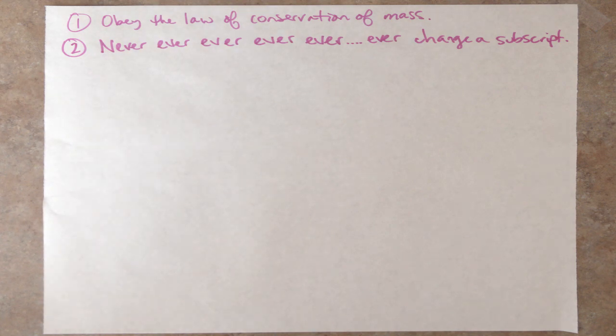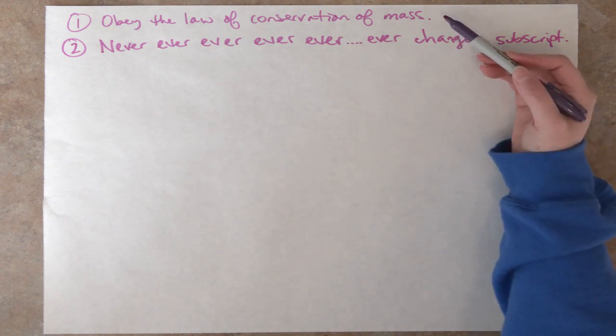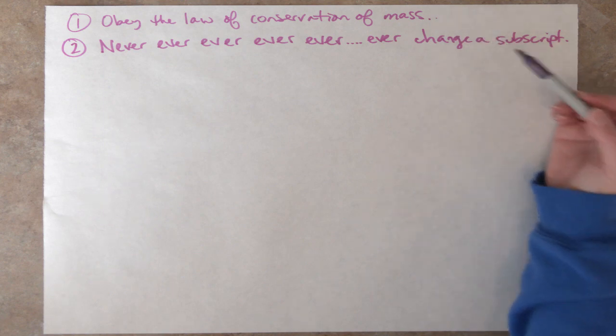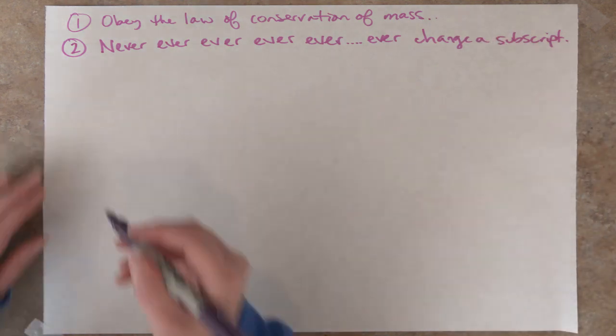So the worksheet that I'm looking at right now is the one where you hopefully yesterday spent a little bit of time looking at the different reaction types. And we are going to do the first 4 questions together, making sure that we obey these two rules: keep the law of conservation of mass and never change a subscript.